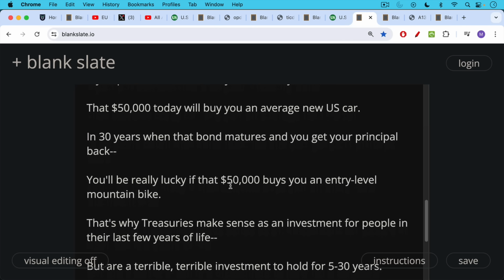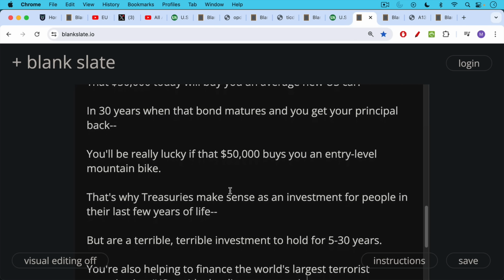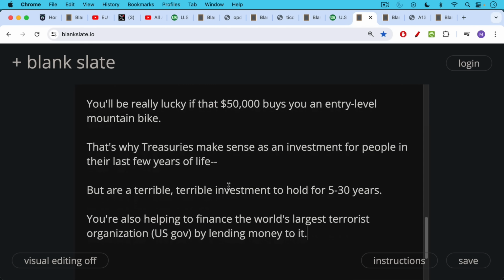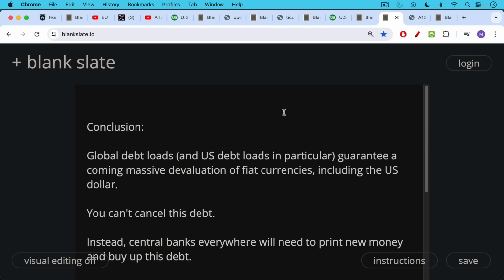And that's why Treasuries make sense as an investment for people in their last few years of life, but they're a terrible, terrible investment to hold for 2, 3, 5 to 30 years. You're also helping to finance, obviously, the world's largest terrorist organization, the U.S. government, by lending money to it.